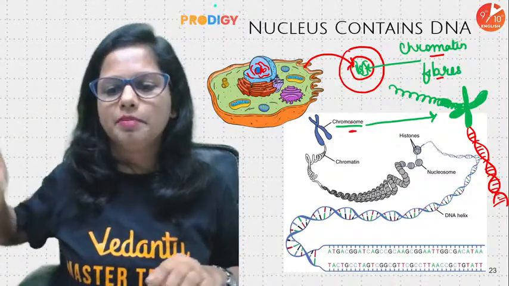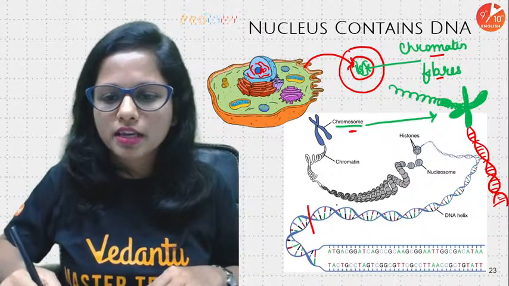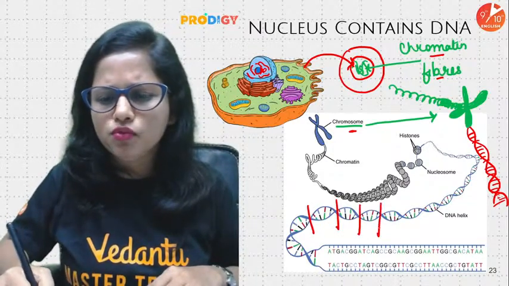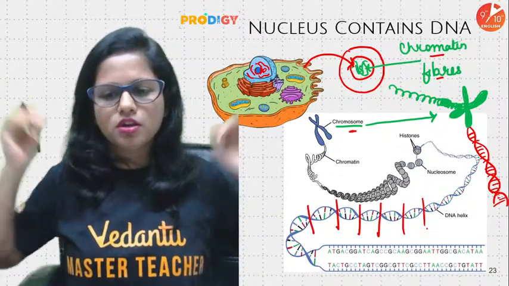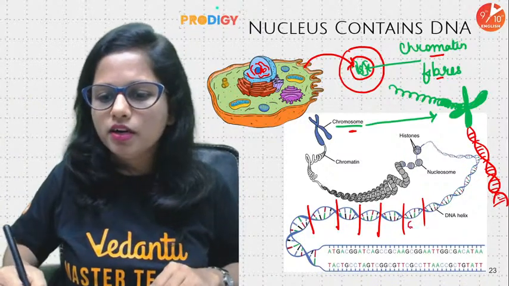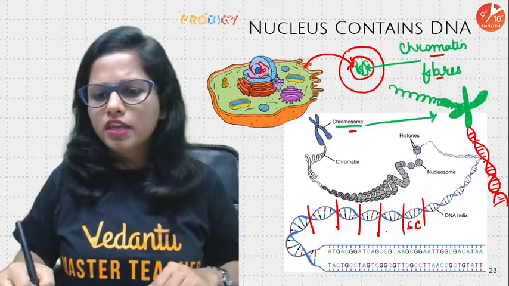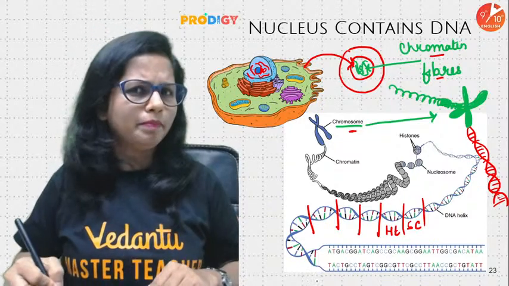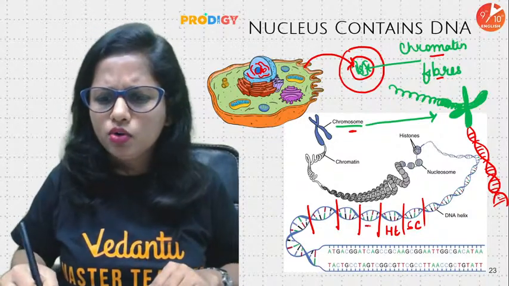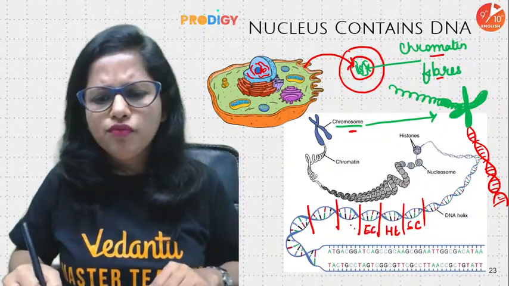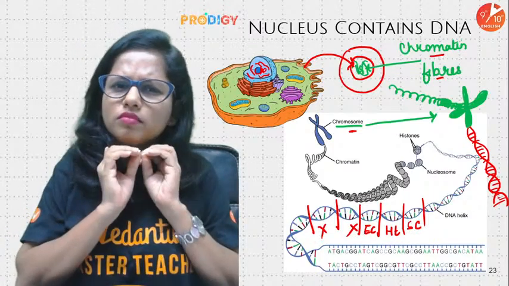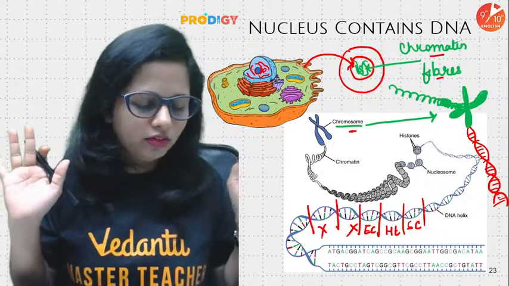It has several segments like segment 1, segment 2, segment 3, segment 4, segment 5, so many segments. Suppose segment 1 is controlling our skin color. Segment 2 is controlling our height. Segment 3 is controlling our eye color. Segment 4 and 5 are nikamma. They don't do anything. Okay.